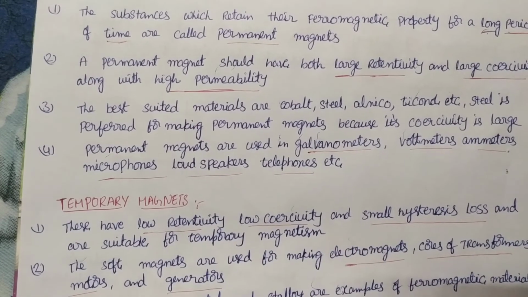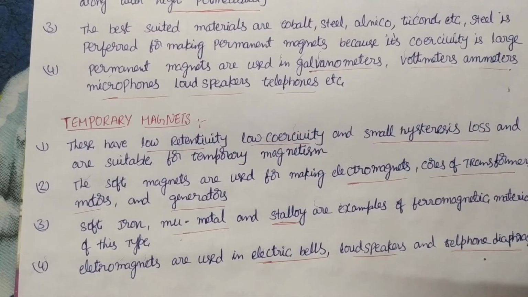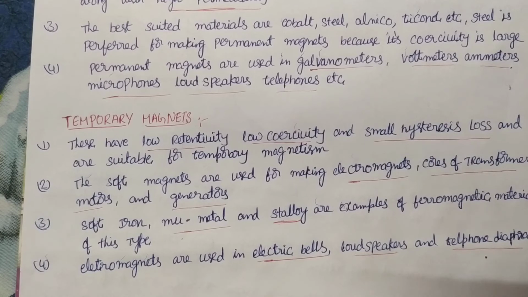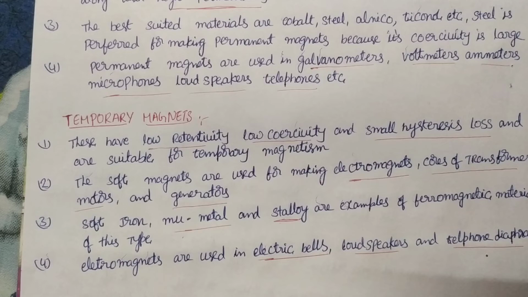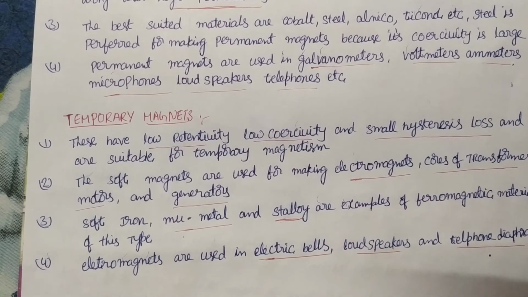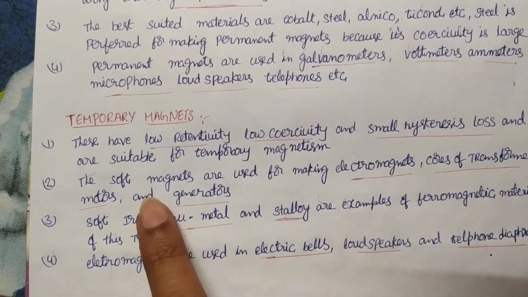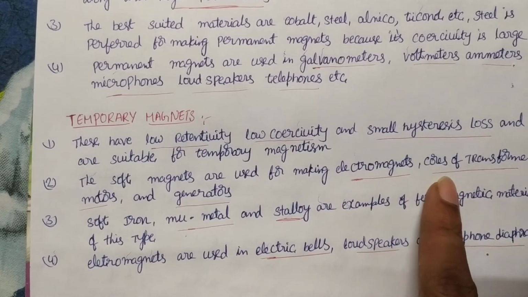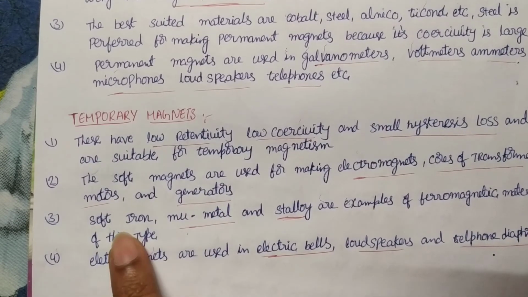And next, temporary magnets. These materials should easily gain magnetic nature and easily lose their magnetic nature without heating the substance or the instrument. This means the hysteresis loop area should be very, very small. Those types of materials are used for this. And what are the suitable materials? This is where electromagnets are used: cores of transformers, motors and generators. We already discussed that. Which types of metals are suitable for this?